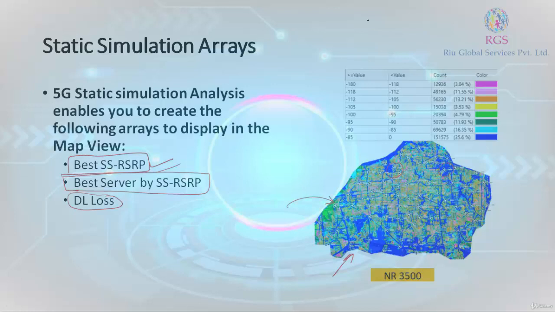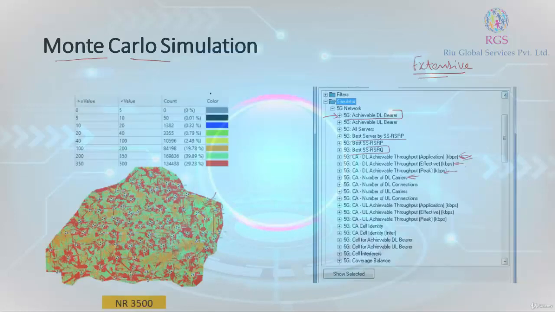Now, let me tell you the difference between a static simulation and a dynamic simulation. Dynamic simulations, which are also known as Monte Carlo simulations, run on the principle of a probability algorithm called Monte Carlo. In this case, you are not only concerned about how much coverage you are getting, you are basically concerned about how your network is behaving when there is actual traffic.